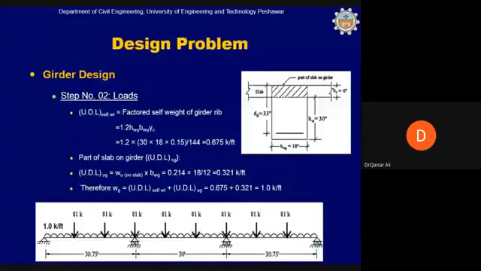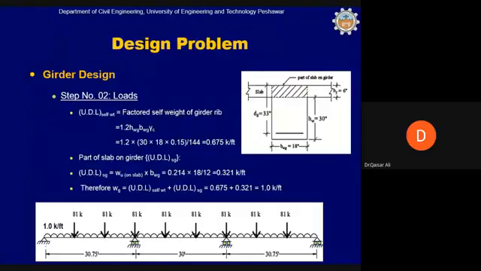Kip. And the self weight of the girder is 36 by 18. So 6 inch is coming within the slab. So the hanging part is 30 into 18 into 0.15 into 1.2 divided by 144, which is 0.675 kip per foot. And the small part of the slab which is coming on the girder directly, this part is 0.214 into 18 divided by 12, which is 0.321 kip per foot.